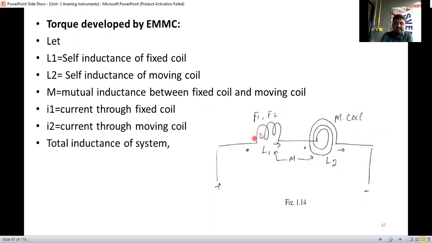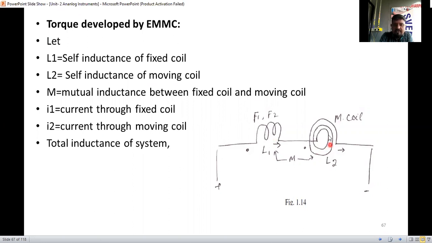See here, these are the fixed coils we are using here now. One fixed coil is there, meaning half of the two halves, that is F1, F2, we are going to use here now. The actual circuit diagram we have drawn here now. This is the fixed coil, and this one we are considering as the moving coil.